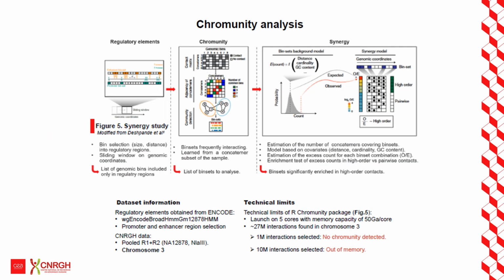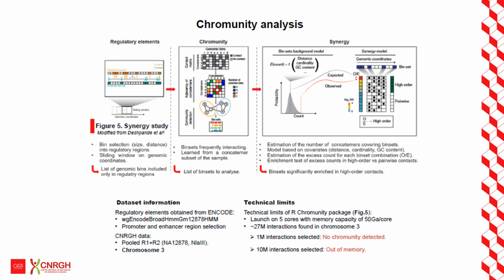To analyze this multi-way interaction, Deshpande et al. propose an R package called Chromunity. The tool first divides the whole genome into bins of a specific size. Only the bins intersecting regulatory regions of interest are retained for further analysis. Then, based on half of the sample interactions, it will search for bins that frequently belong to the same concatemer, named a bin set. A list of bin sets that frequently interact is generated per sample.